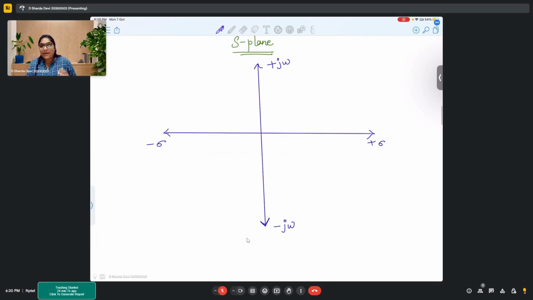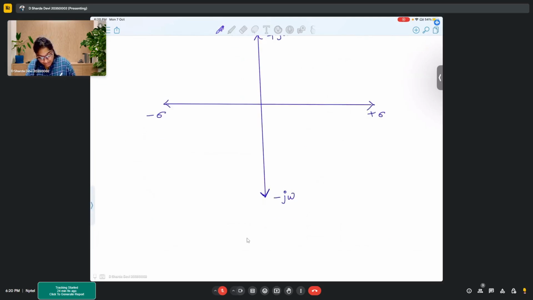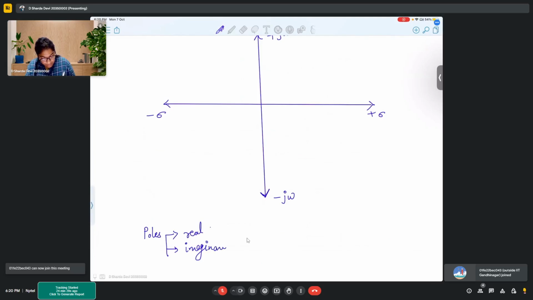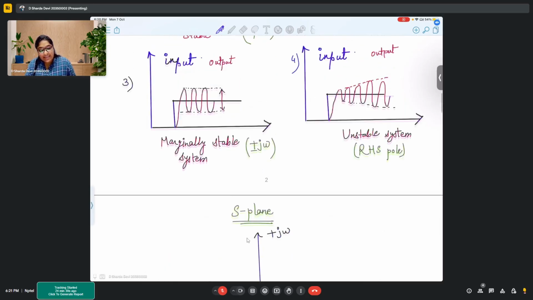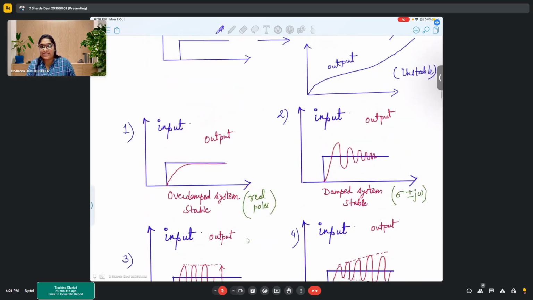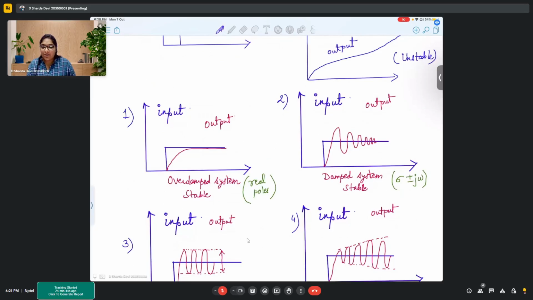Now, when I say my poles are, poles can be real, imaginary, or they can be of the form of conjugate pairs. And when I'm talking about the systems, these systems are basically second order systems, okay? I'm talking about second order systems.